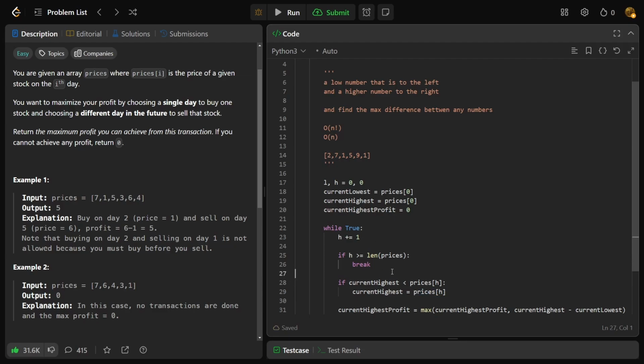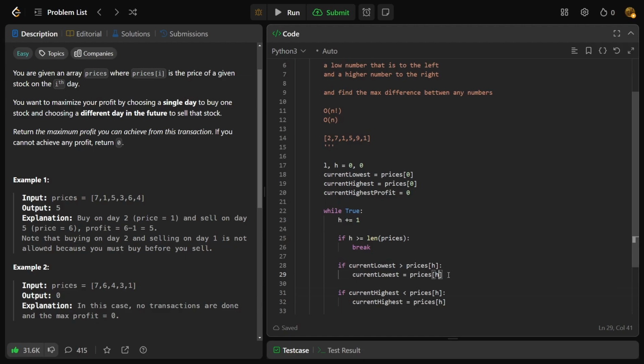So now let's update our lowest value. Current lowest when it is greater than prices. Now, what are we going to put here? On every iteration, we're moving our highest pointer to the next one. And we want to say that if the observed value is less than our current lowest, we want to change our current lowest to that observed value. So prices h, that observed value. Once we have this condition, we want to say current lowest equals prices h. But there's something else that we need to do here now as well.